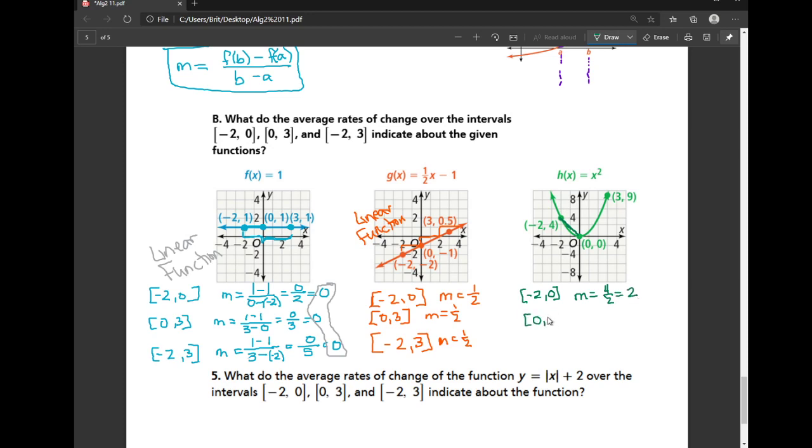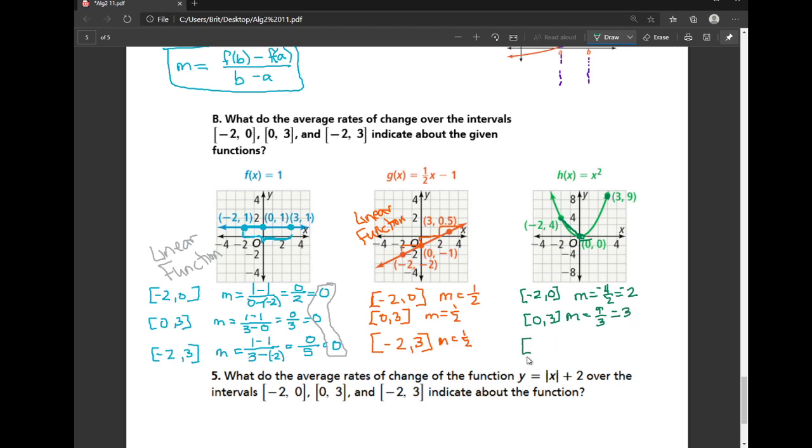If I check out my slope from 0 to 3, so from here to here, I see that it's falling by 9 and running by 3. Oh, I'm sorry, that's a -2 on that one, because it fell by 4. So here, it's rising by 9, running by 3. So that slope here is 3.